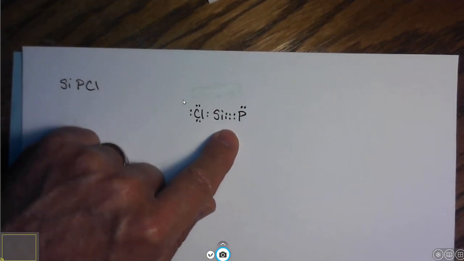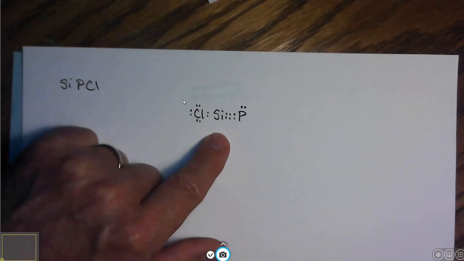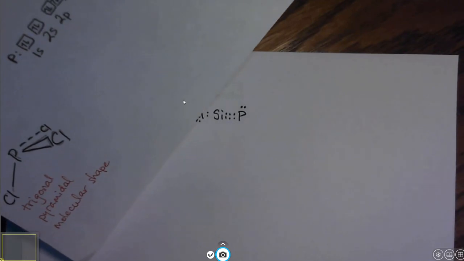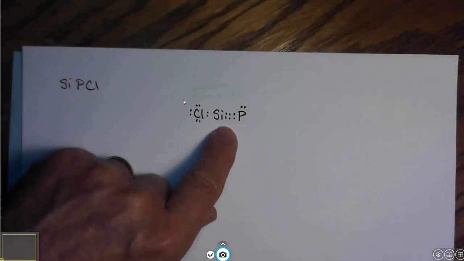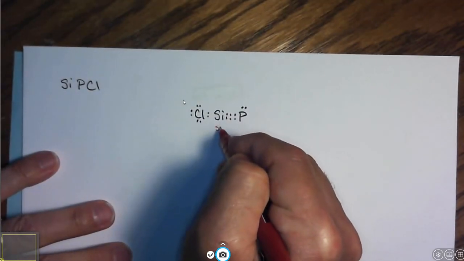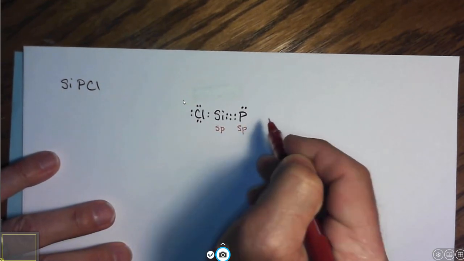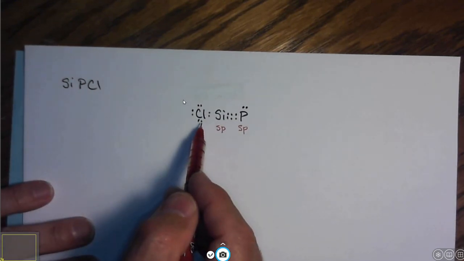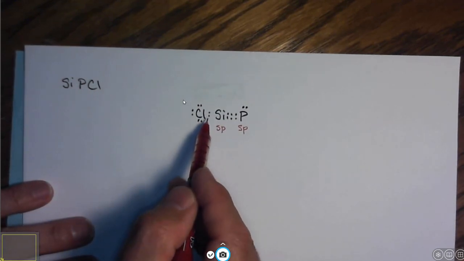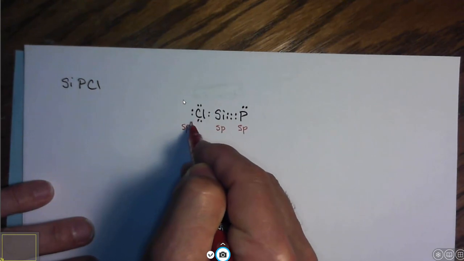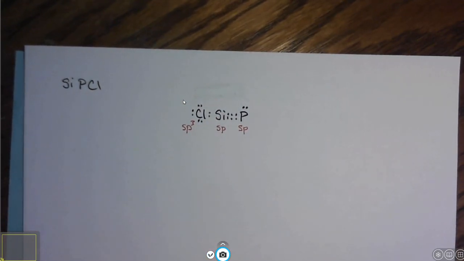So here I've got a triple bond. Now we were talking about if I had a double bond here, it's got to be an sp2 hybridization. If I've got a triple bond on an atom, that has to be an sp hybridization. So both the phosphorus and silicon have a triple bond attached to them. The chlorine only has single bonds and lone pairs. So what kind of hybridization is the chlorine? sp3. Good job. Does that make sense?